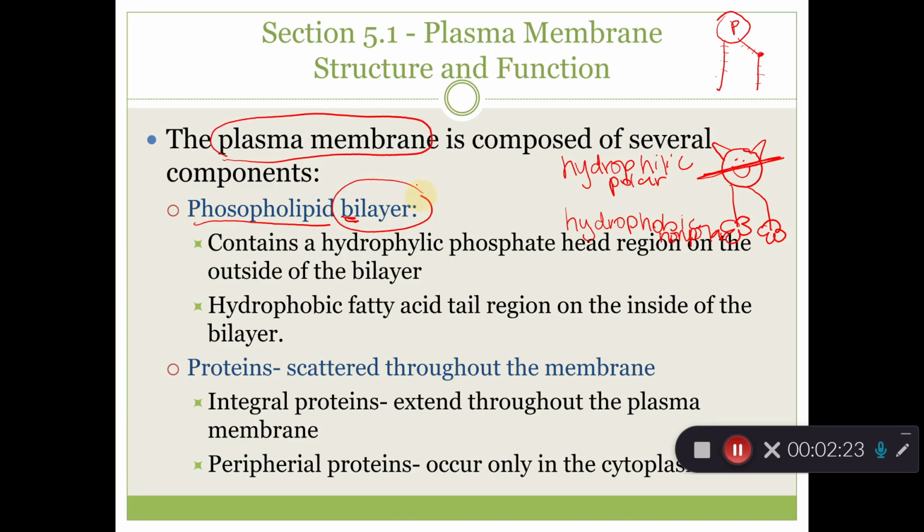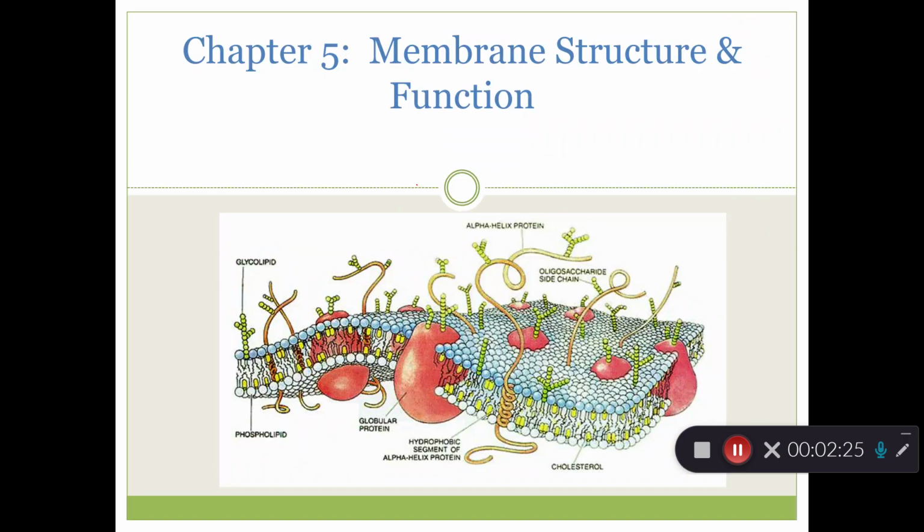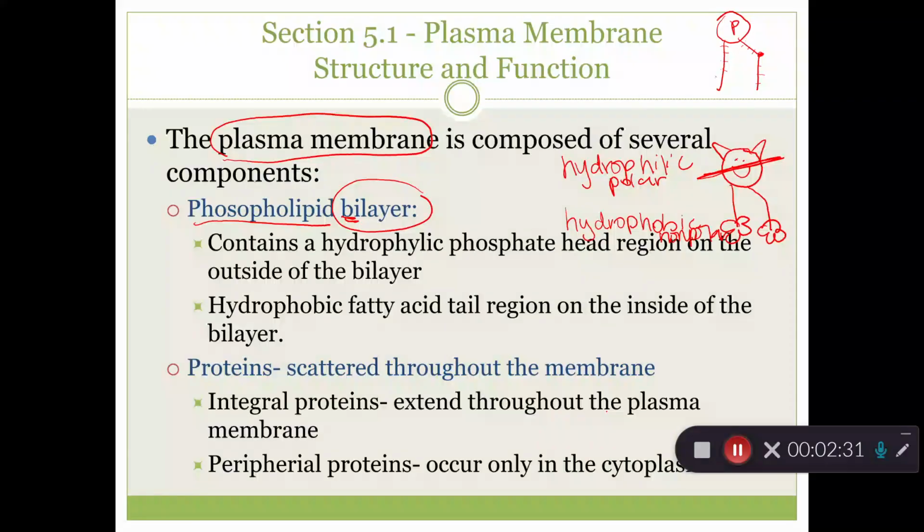Okay, so the cell membrane, that membrane all around every single cell, has these phospholipids in two different layers going all around. If you look back at this first picture, you can see there's the heads and there's the tail, there's the head and there's the tail. That makes the cell membrane. So it's a phospholipid bilayer, which contains a hydrophilic phosphate head region and a hydrophobic tail region. That's what we were talking about.